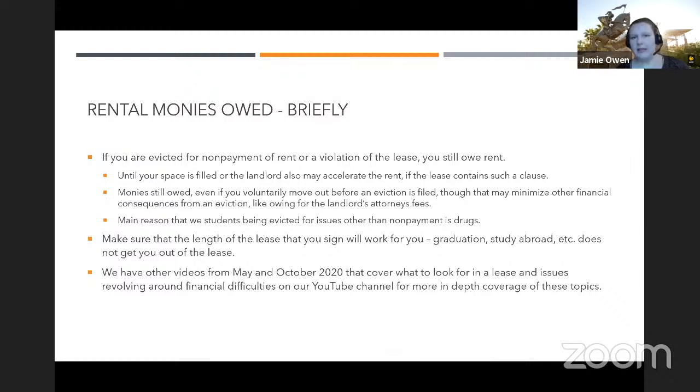Make sure the length of the lease that you sign will work for you. Graduation, study abroad, etc. is not going to get you out of the lease. So if you go off in spring semester to go study in Australia, but you were on a lease until July, you're still on the hook, and you're going to have to figure something out for that.